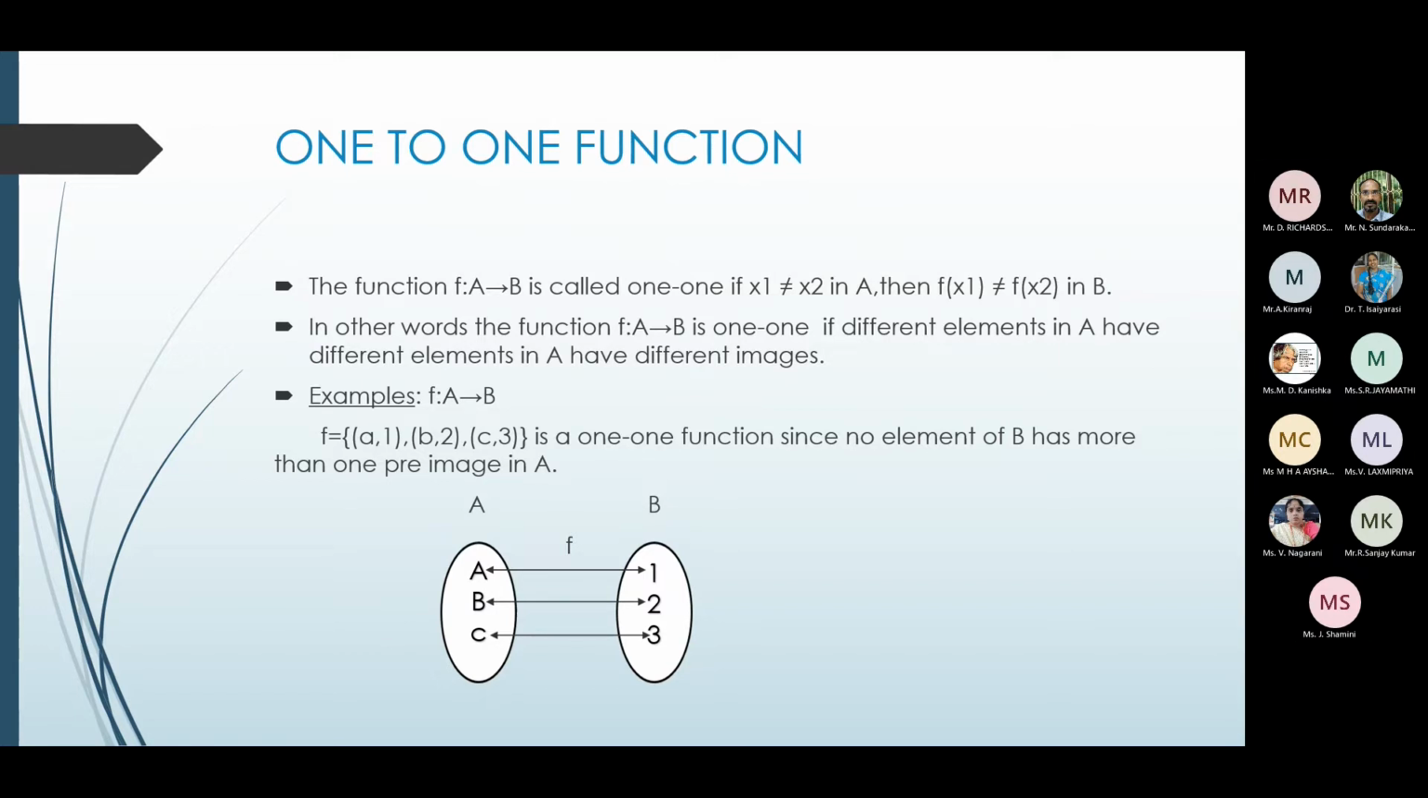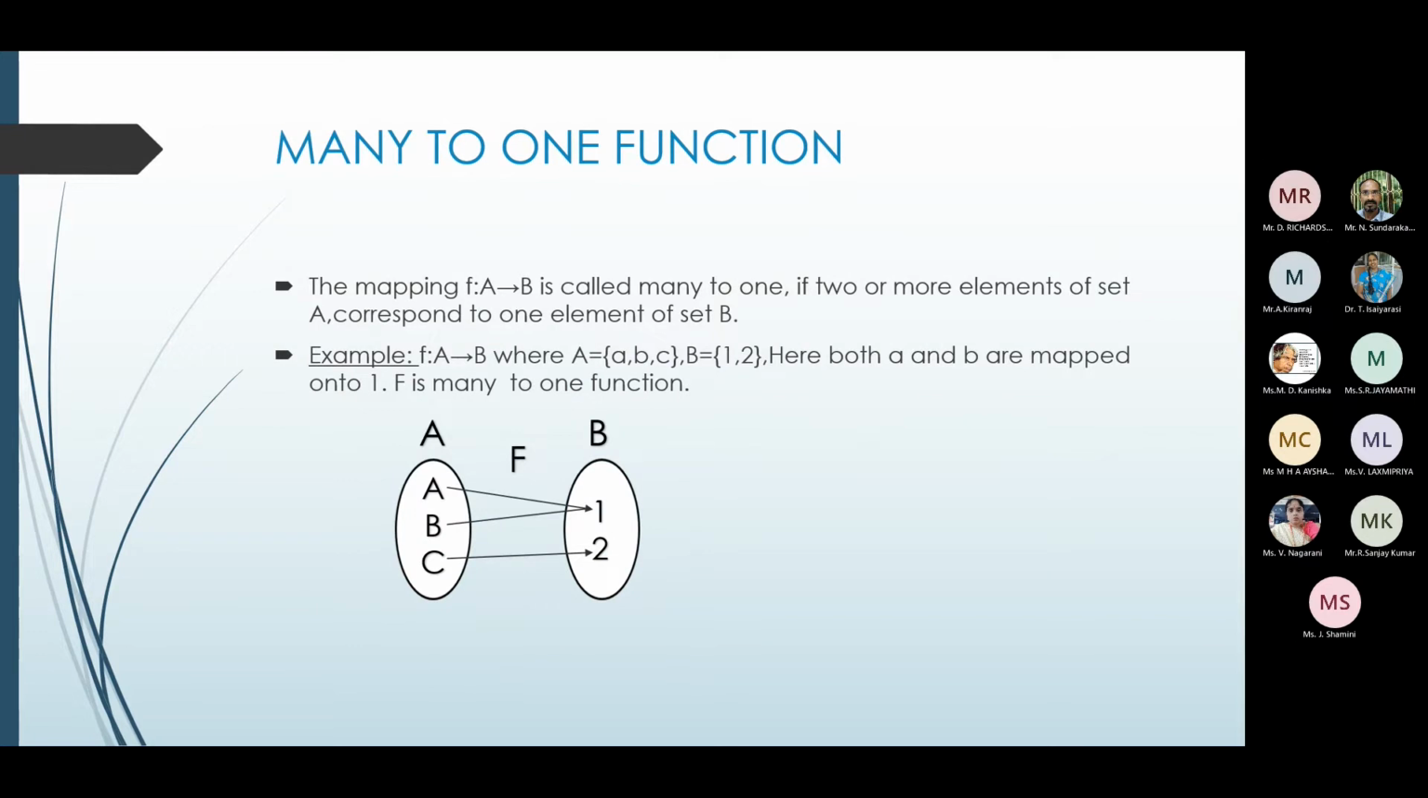Then many-to-one function. As the name itself says, there are many elements in the domain which are mapped to one element in the codomain. The mapping of a function from A to B is called many-to-one if two or more elements of set A correspond to one element of set B. For example, you can see here that a and b in the domain are mapped to the codomain element 1.